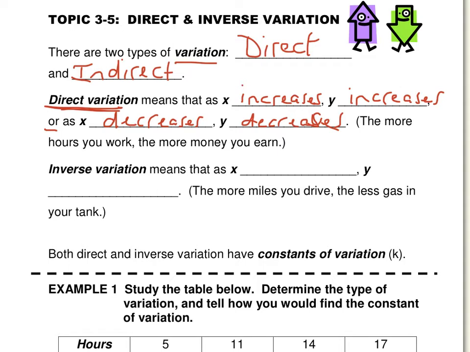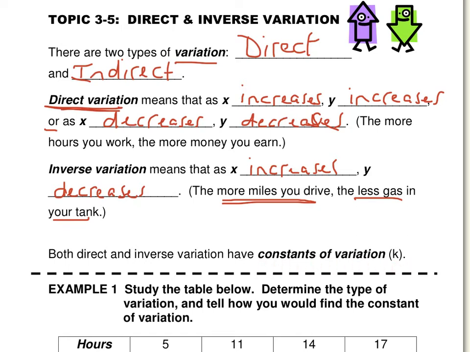Inverse variation is a little bit different. It means that as x increases, so x will go up, but then y will decrease. Y will go down. And that's called inverse variation. An example would be the more miles that you drive, the less gas in your tank. And that would be inverse variation. Both direct and inverse variation have a constant of variation. So write the constant of variation is k.